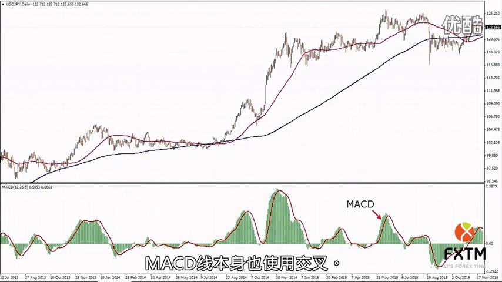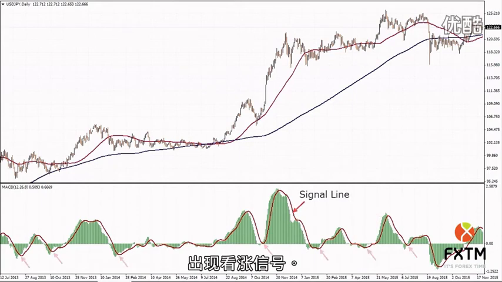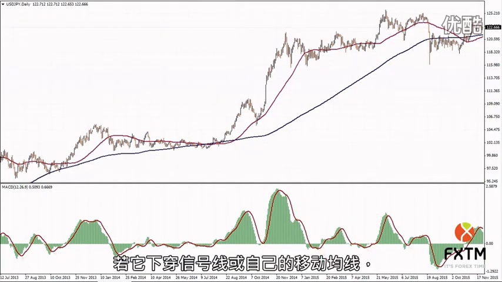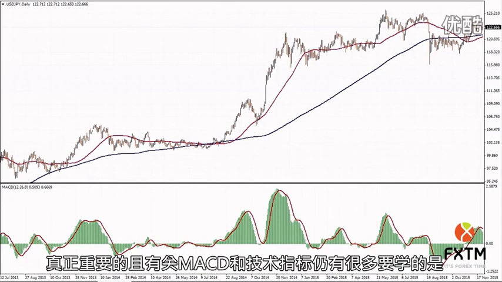Now the MACD line itself also uses a crossover system. So the MACD line is smoothed with a 9-period moving average. And when the MACD line crosses above that, what we call the signal line or its own moving average, we look at that as a nominally bullish signal. And if it crosses below its signal line or its own moving average, then we would look at that as nominally somewhat bearish.